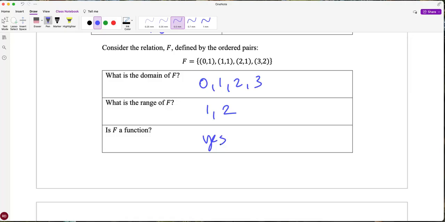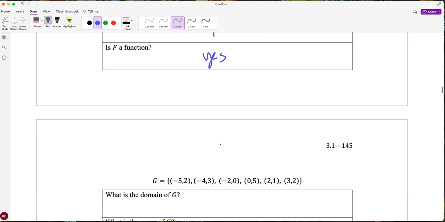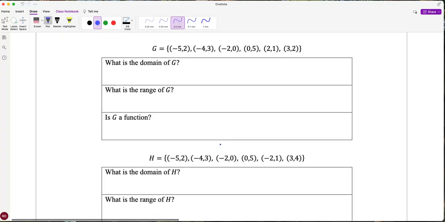The range is the y's, the outputs. So the domain is a set of all x's, 0, 1, 2, and 3. The range is the y's, 1, 1, 1, and 2. So 1 and 2 is the range. So the only numbers you're inputting there are 0, 1, 2, and 3. The only numbers that are output are 1 and 2. Okay. What about this one?